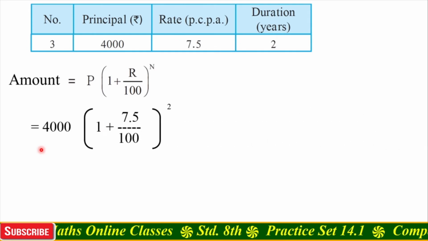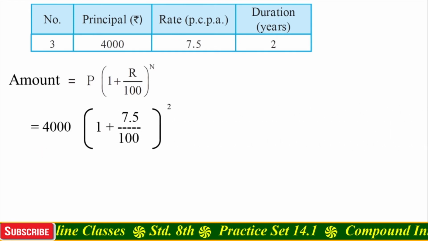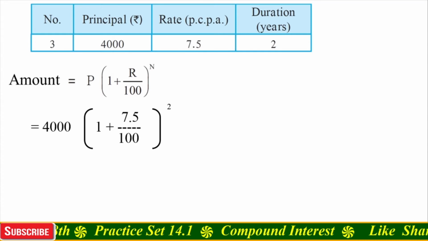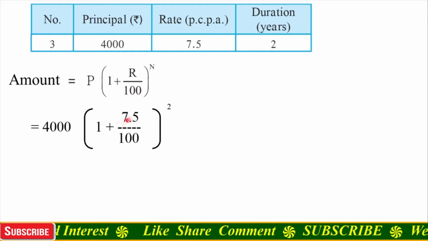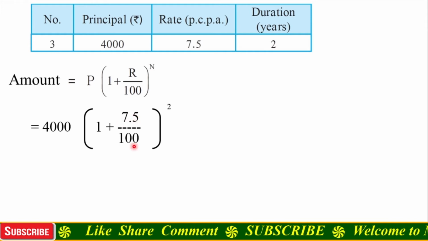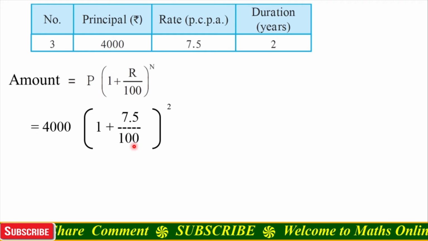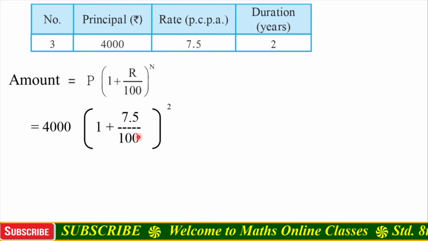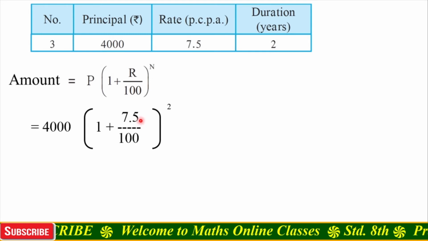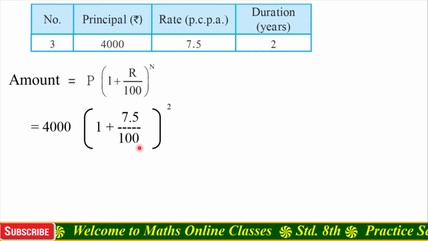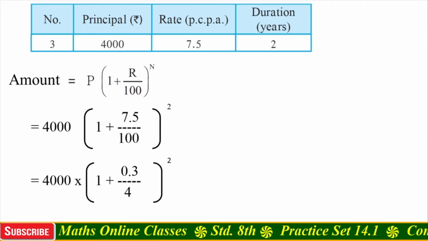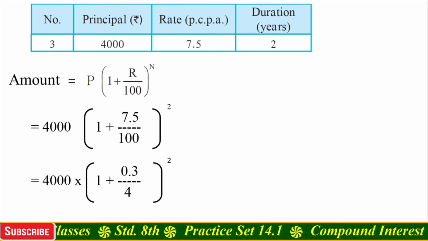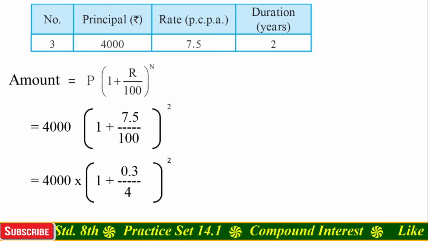Is equal to 4000 in bracket 1 plus 7.5 upon 100 bracket raised to 2. 7.5 and 100, we will reduce it to its lowest form. When we divide both the numbers by 25, we get here 0.3 and at the place of denominator 4. Hence 4000 multiplied by 1 plus 0.3 upon 4 bracket raised to 2. Let us take these steps a little bit up.